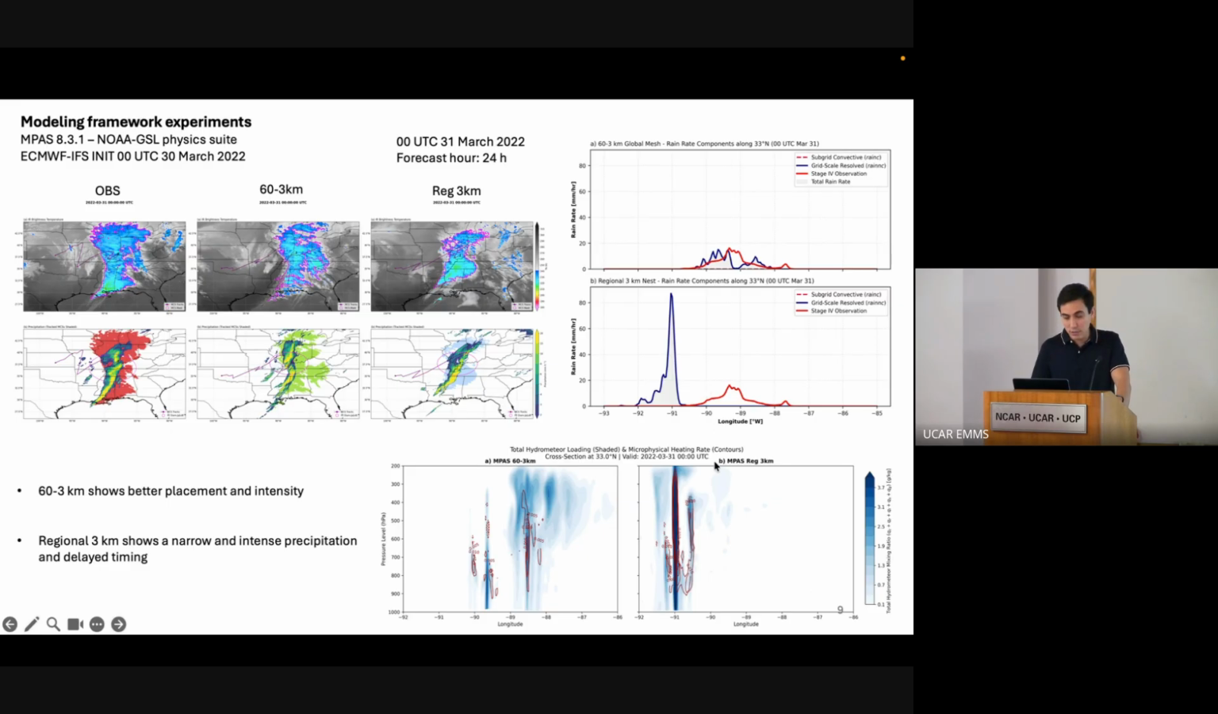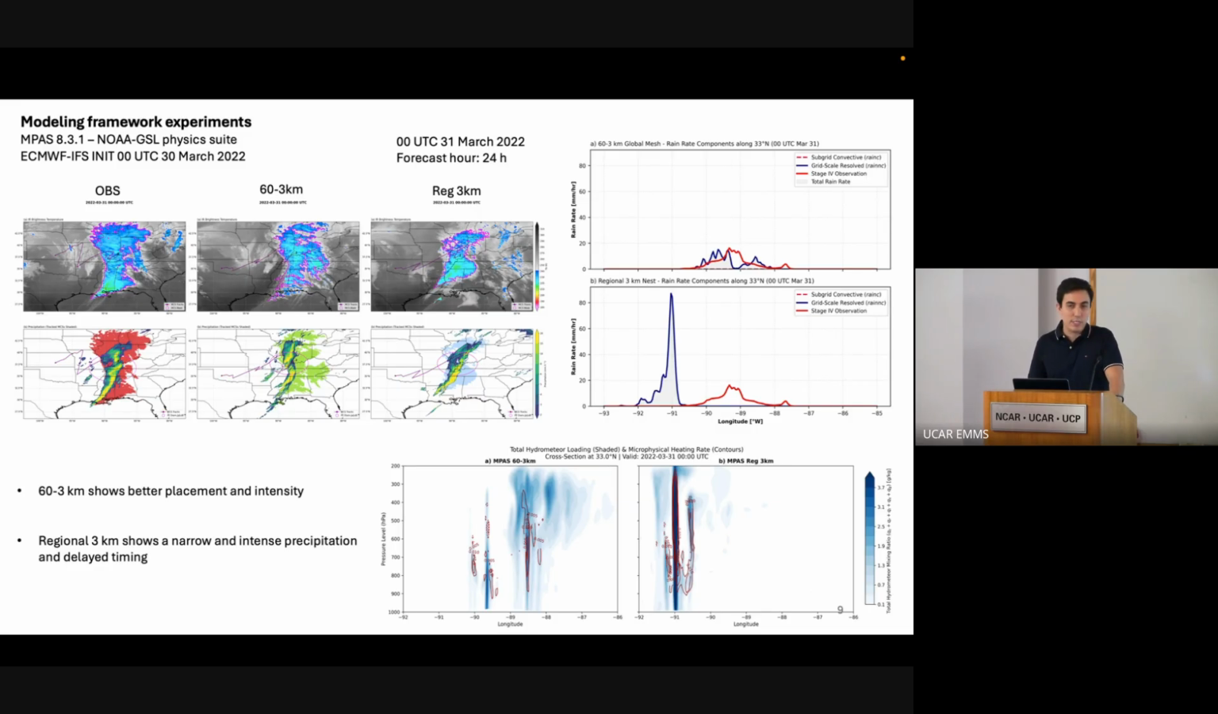And when we look at the total hydrometeor loading and the microphysical retrieval heights, we can understand that the global run is better reproducing the storm structure, as you can see here in comparison to the regional run. So basically, this difference comes from the lateral boundary conditions and also the size of the domain.